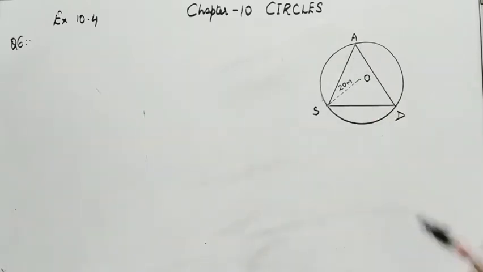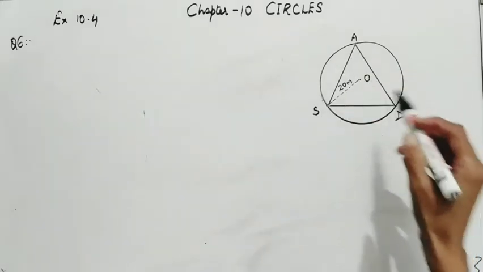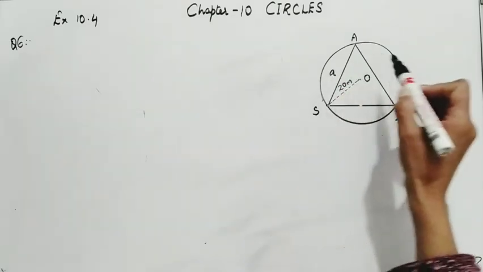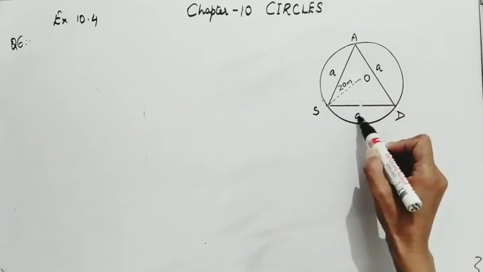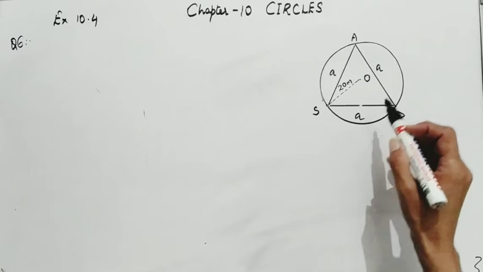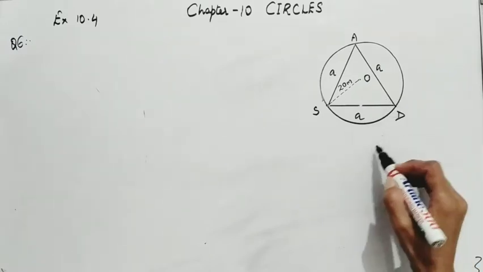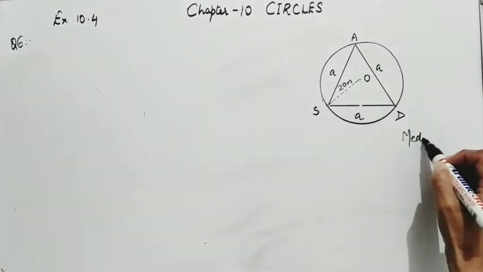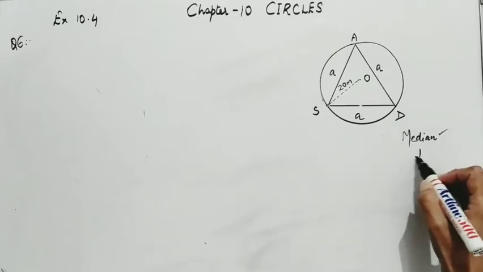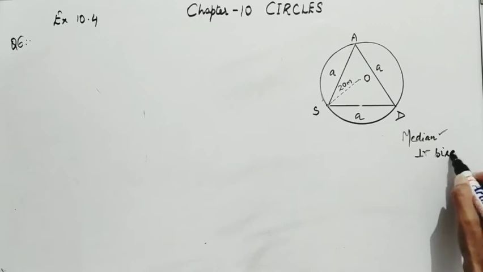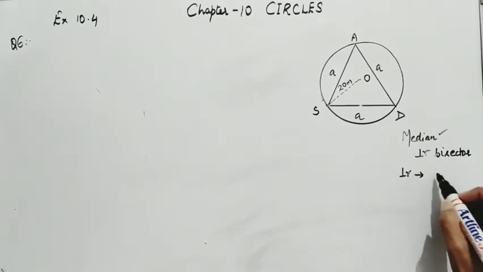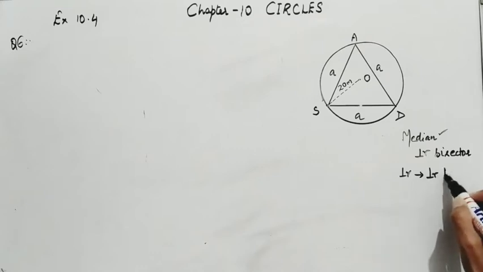So this figure ASD is actually an equilateral triangle. We can mark the side as A units. Remember one thing, whenever in any equilateral triangle we construct a median, that would actually serve as a perpendicular bisector. If we construct a perpendicular, that would actually be a perpendicular bisector.